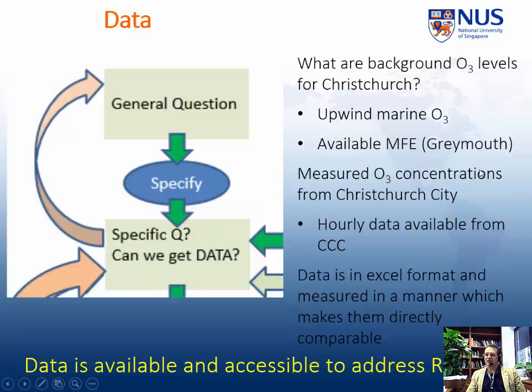In Greymouth and all cities in New Zealand, the ozone concentrations are measured by the regional councils, but that's too much detail. The data is available on the Ministry for the Environment, the MFE site, and they collate ozone concentrations for Christchurch City, and equally from a little town called Greymouth, which is in the far west of the South Island. The nearest thing to it is Australia. So it provides us with a surrogate, if you will, for the upwind marine concentrations. This data is hourly, it's in Excel format, and it's measured in a way which makes them directly comparable.